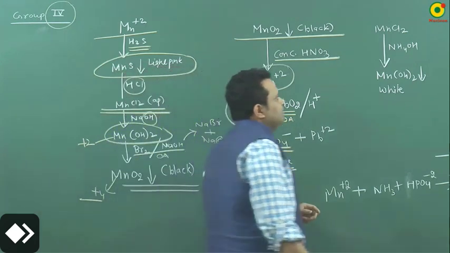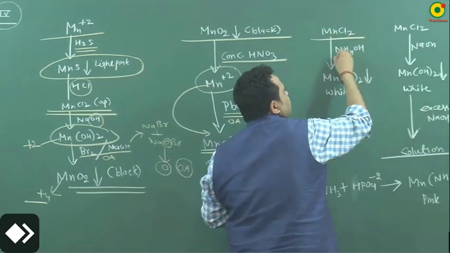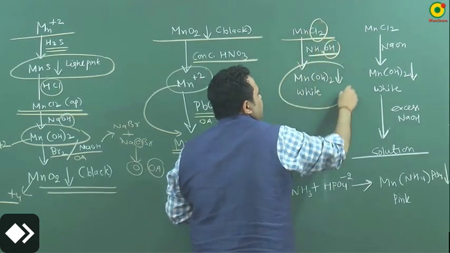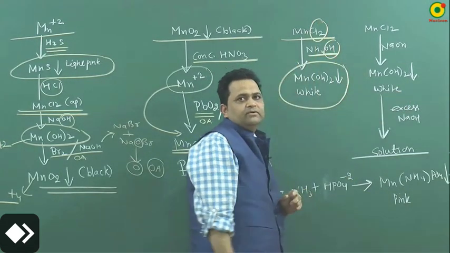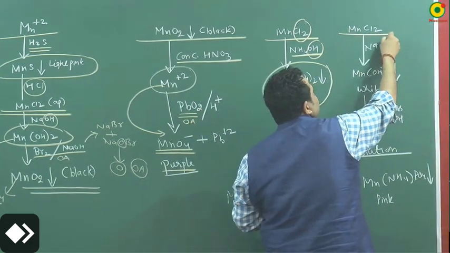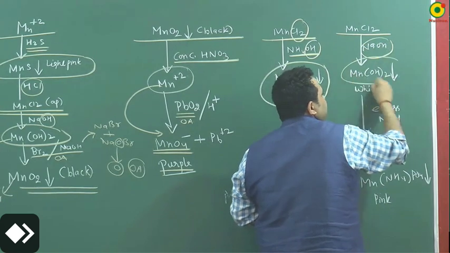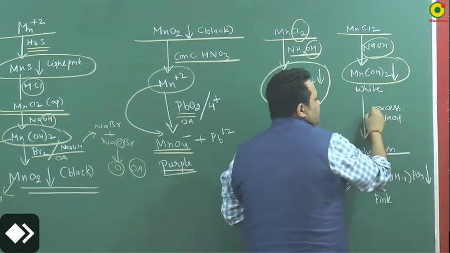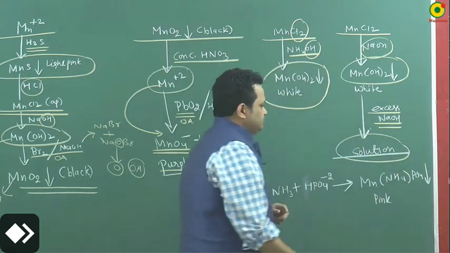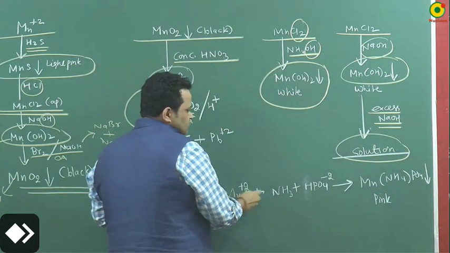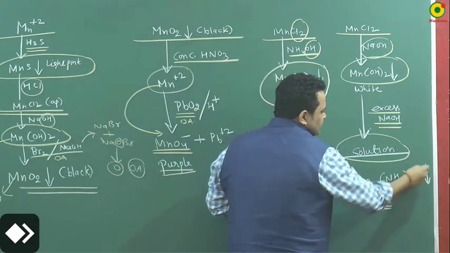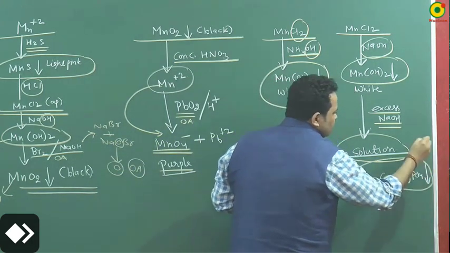Now the next test is MnCl2. When NH4OH is added, OH- will replace Cl- and a white precipitate of Mn(OH)2 is formed. Next, MnCl2 when treated with NaOH forms Mn(OH)2 white precipitate, which dissolves in excess NaOH, forming a solution. Mn+2 plus ammonia plus hydrogen phosphate gives a pink colored precipitate of MnNH4PO4.